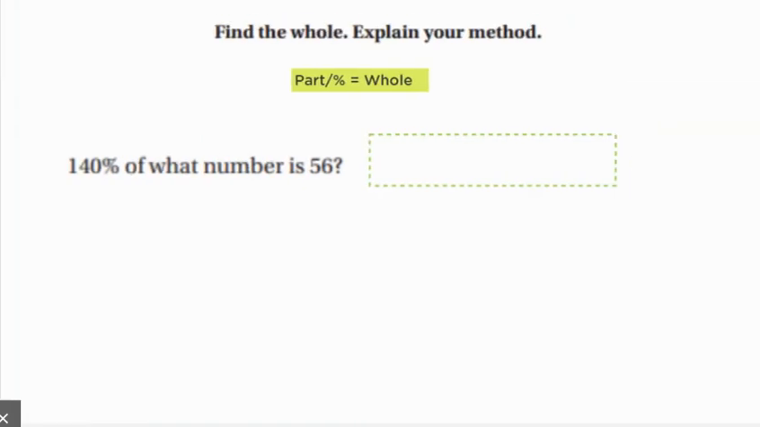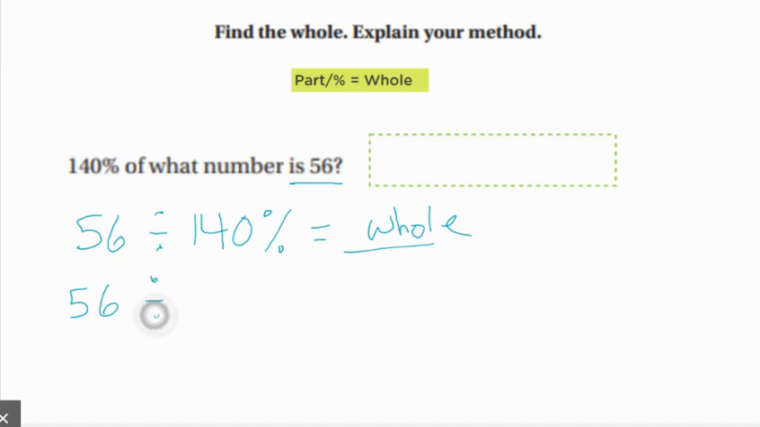So now here's your next one. You have 140% of what number is 56. Again, they give us our part. So part is 56 divided by percent, which is 140%. And that will give us our whole. So 56 divided by 140%, changed to either a fraction or a decimal. So it would be 1 4/10 or 1 40/100. When you do that division, you should get 40.